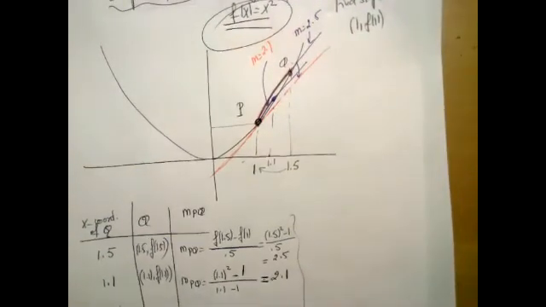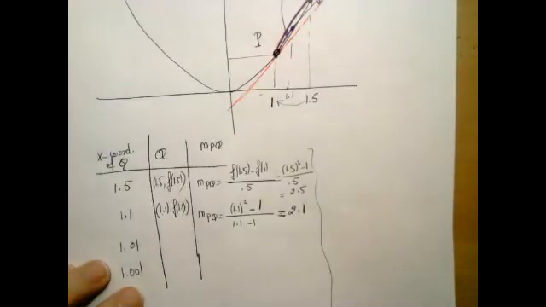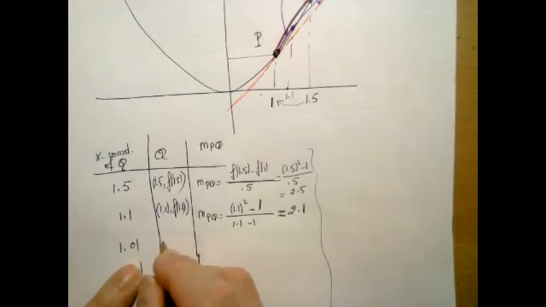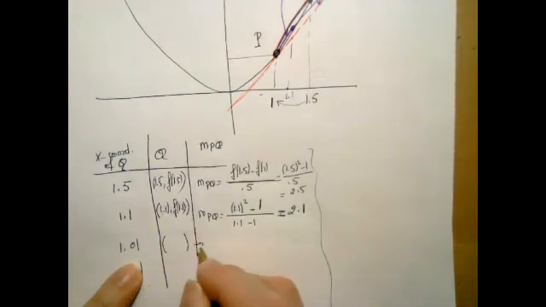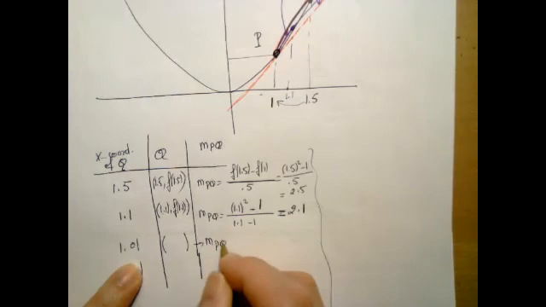And the idea is that we are going to keep getting closer to the point. So we do that and see. At 1.01, we know the point. I'm moving to the slope.